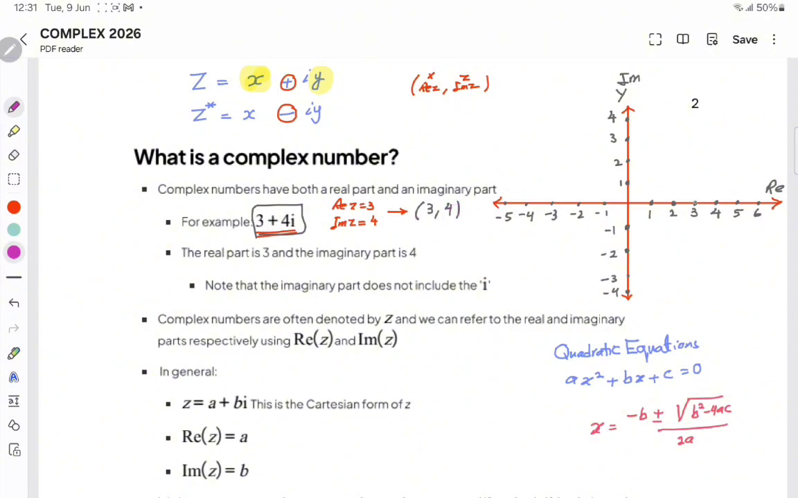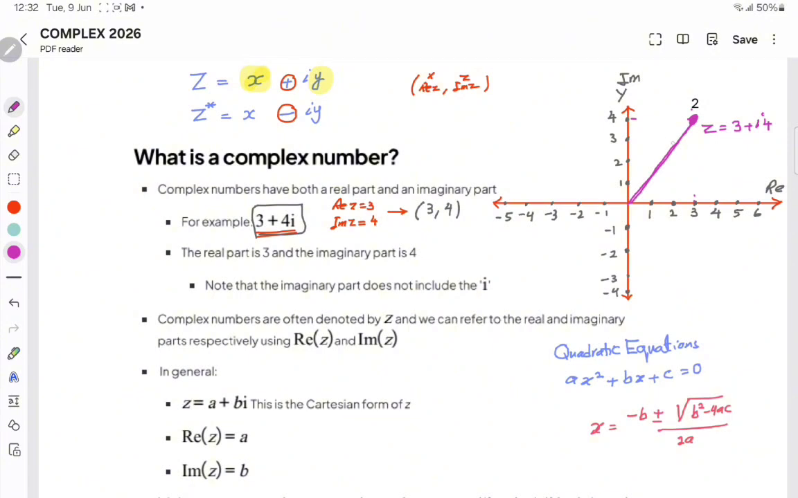To represent our Argand diagram here, we just plot that point in x and y coordinates. So x here is equal to 3, and y is equal to 4. So that is our point. Then we just join that point with the origin, which is 0 and 0. So the complex number here will be z equal 3 plus 4i.